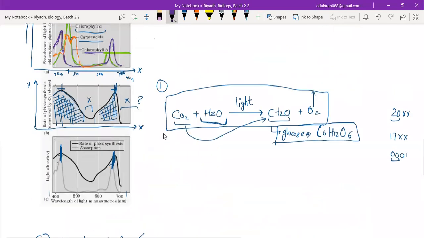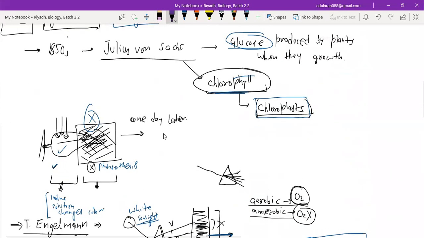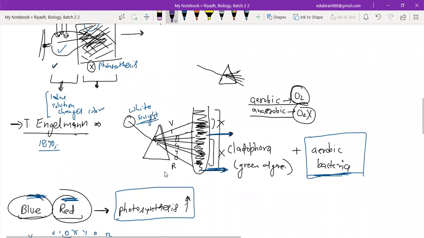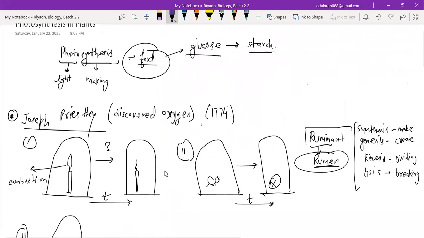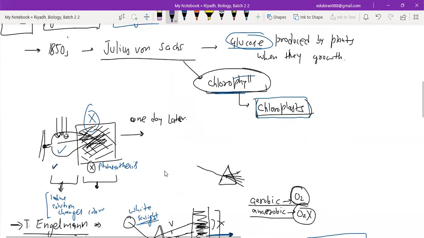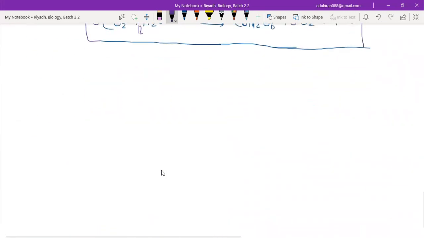So till now, everything is clear about photosynthesis, the pigments, the role of light, its spectrum, oxygen, glucose, everything clear? Okay, now let's try to figure out this photosynthesis happening in the plants. Where does this happen in the plant? Remember I told you about chloroplast and chlorophyll?